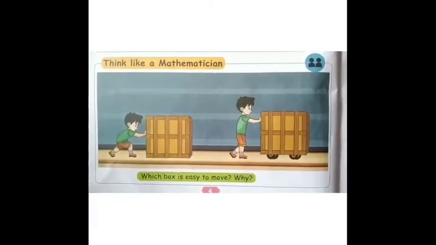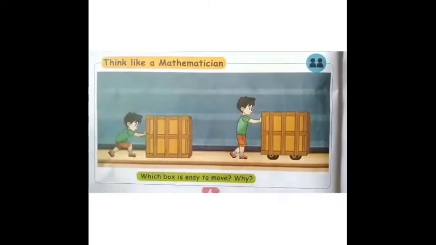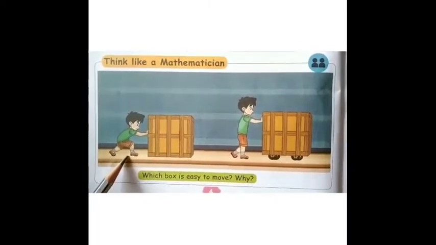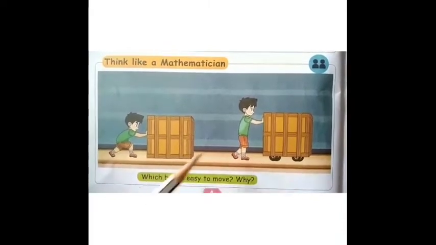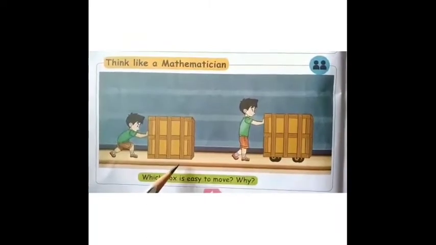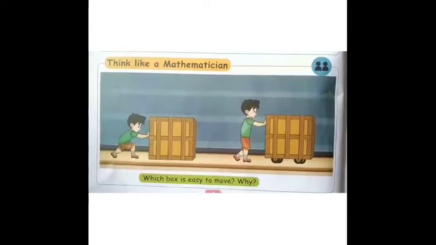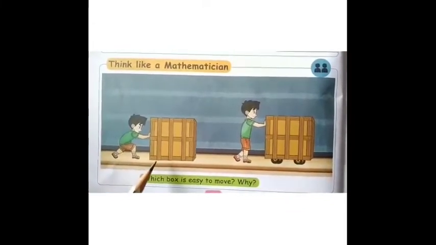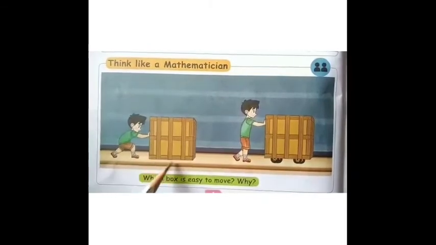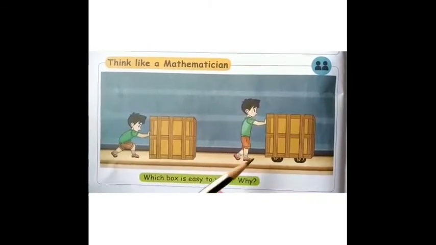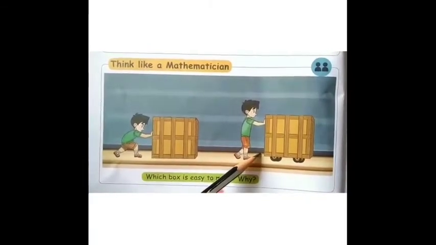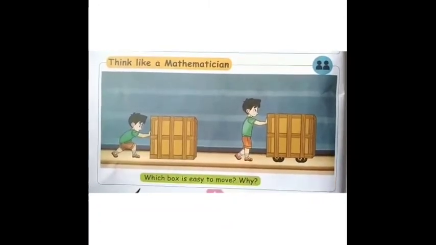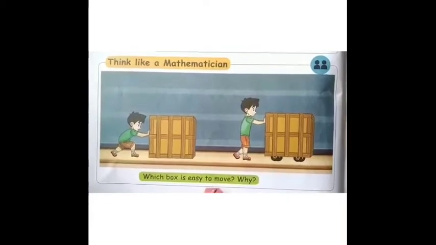Children, let us see. Think like a mathematician. Children, in this picture, we can see two big wooden boxes. These boxes are in the flat shape. The boy tries to move the first box. It slides. Next, the boy tries to move the second box. It rolls. Children, which box is easy to move?